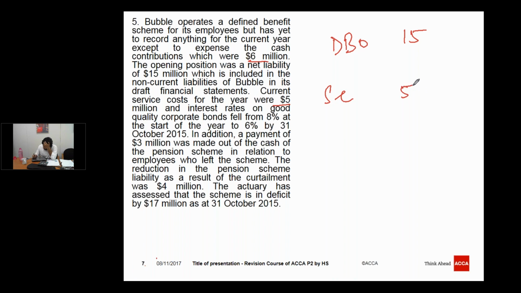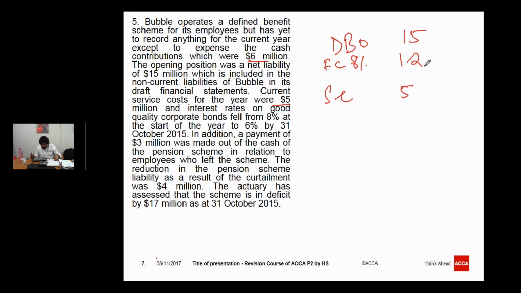It's very simple. High quality corporate bonds fell from 8% at the start of the year to 6% by 31st October 2015. So what rate should we use? So finance cost should be calculated at 8%. So by taking 15 into 8%, 0.08, we got the value of 1.2.